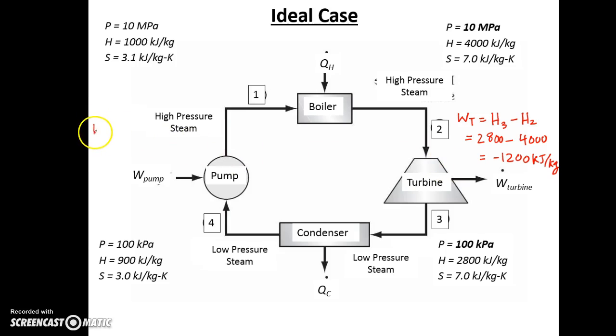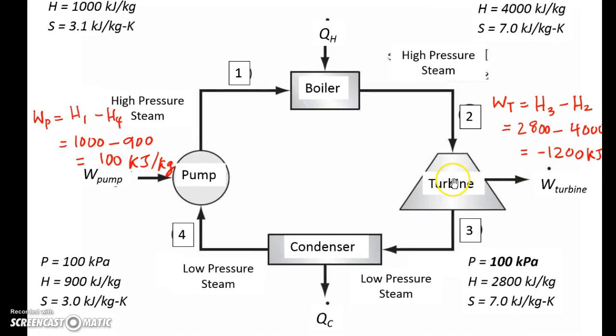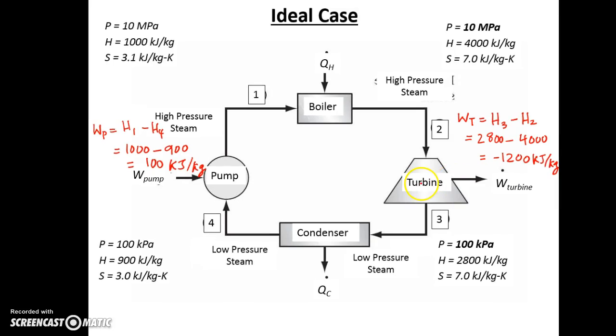Similarly, we can compute the work done by the pump. That's H1 minus H4. H1 is 1000. H4 is 900 kilojoules per kilogram. That's equal to 100 kilojoules per kilogram. Note that our work done by the turbine is negative, and that is because our system is doing the work. And here work done by the pump is positive because the work is being done onto our system.